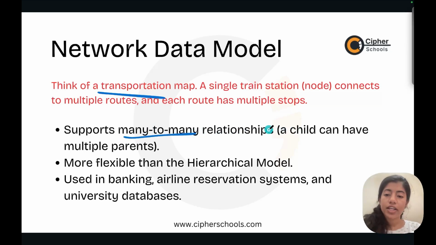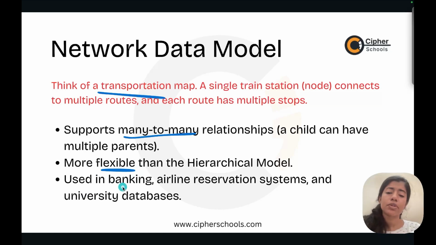Like one child can have multiple parents. Note that this was the only thing which was not there in the hierarchical model. There, every child had a single parent, but now here one child can have multiple parents. It is more flexible than the hierarchical model because we are able to accommodate the extra feature that we can have multiple paths from one node to another. So it is much more flexible.